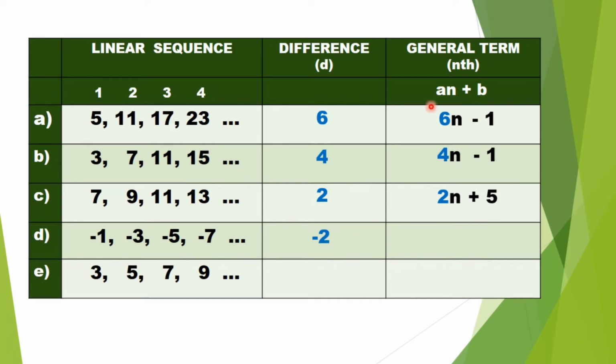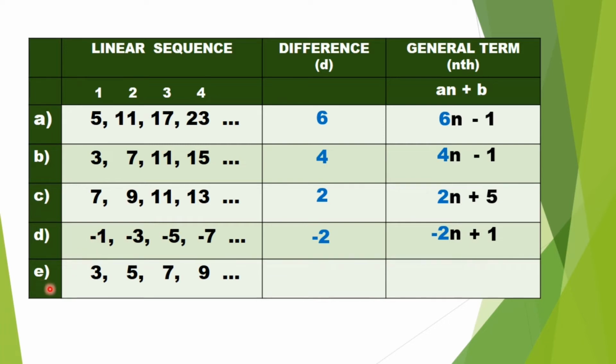So substitute to a, we have negative 2n. The first term here is negative 1. So add 1. Because if n is 1, negative 2 times 1 is negative 2. Plus 1 is negative 1.